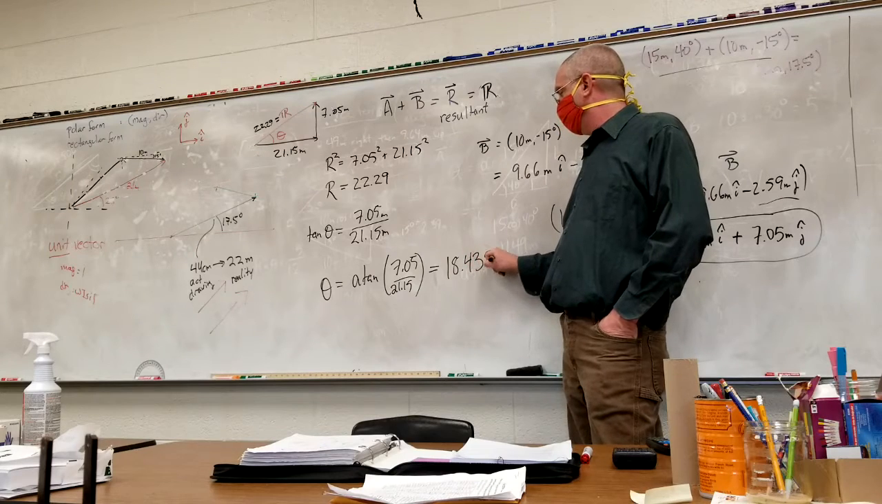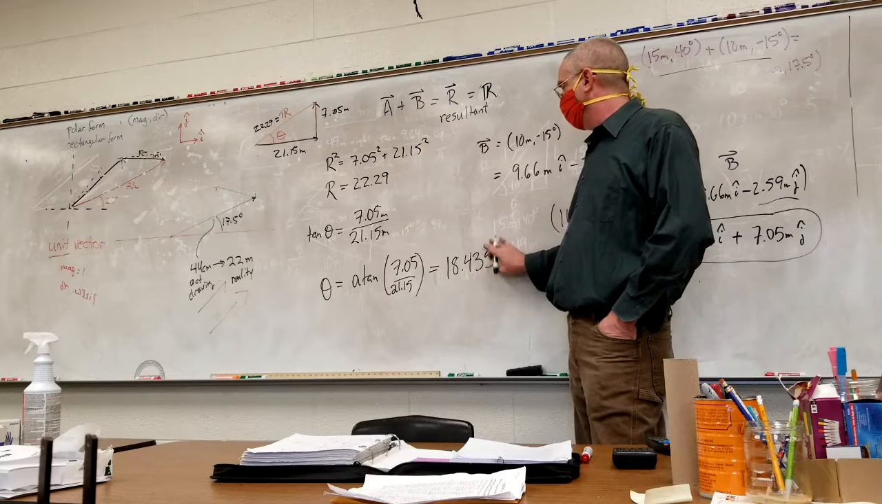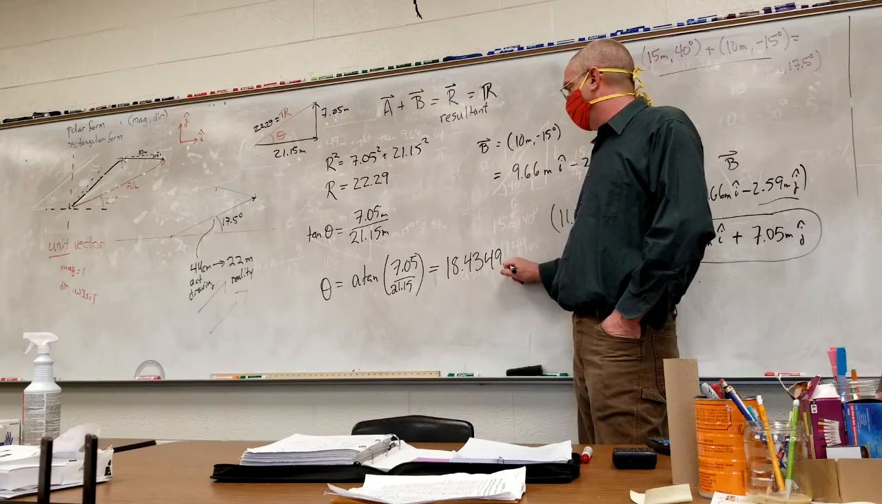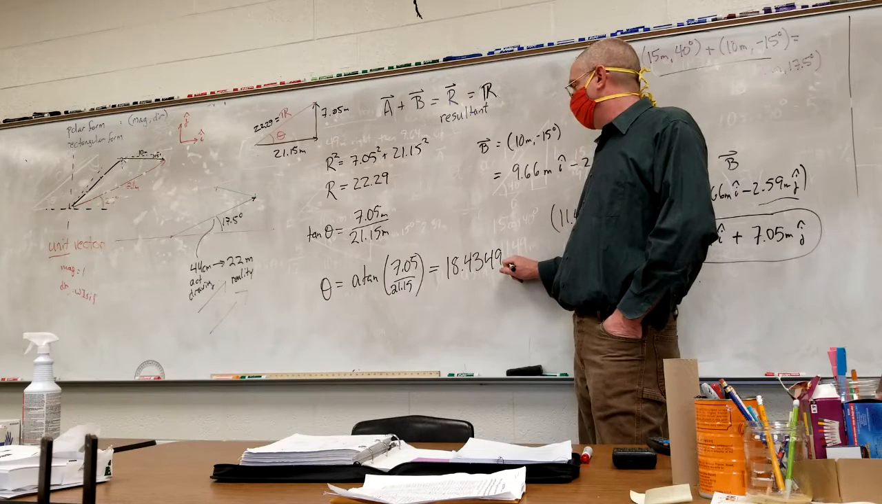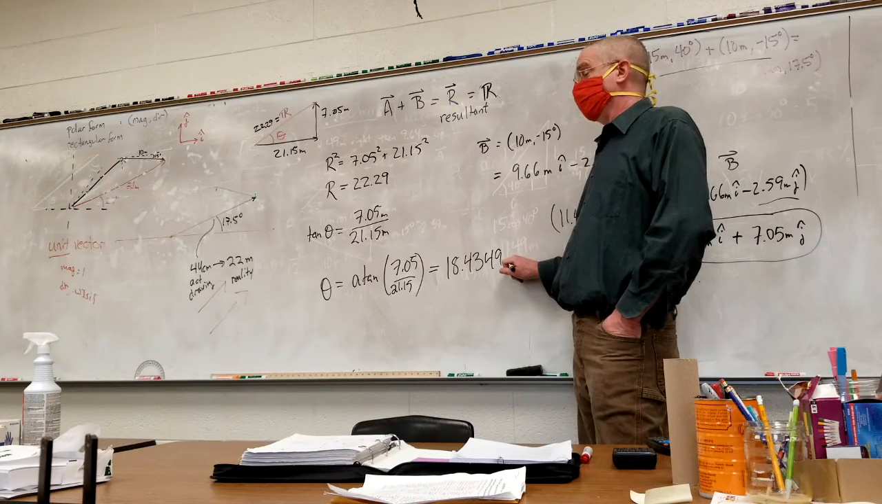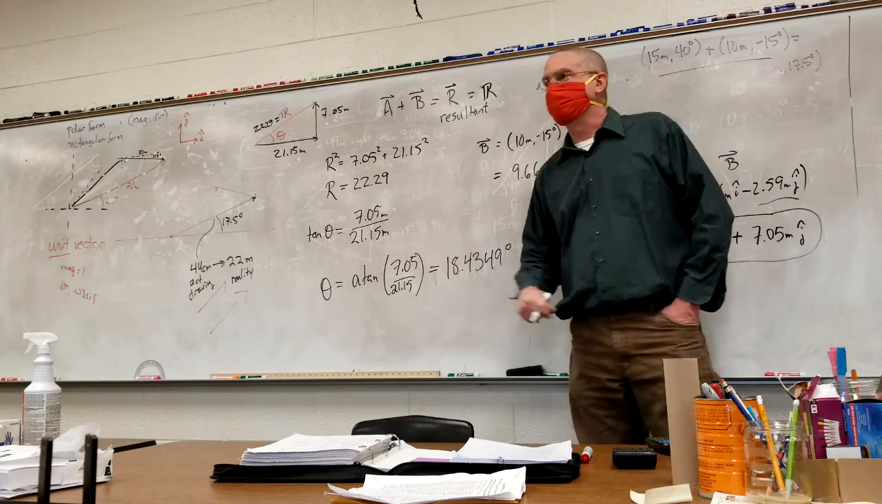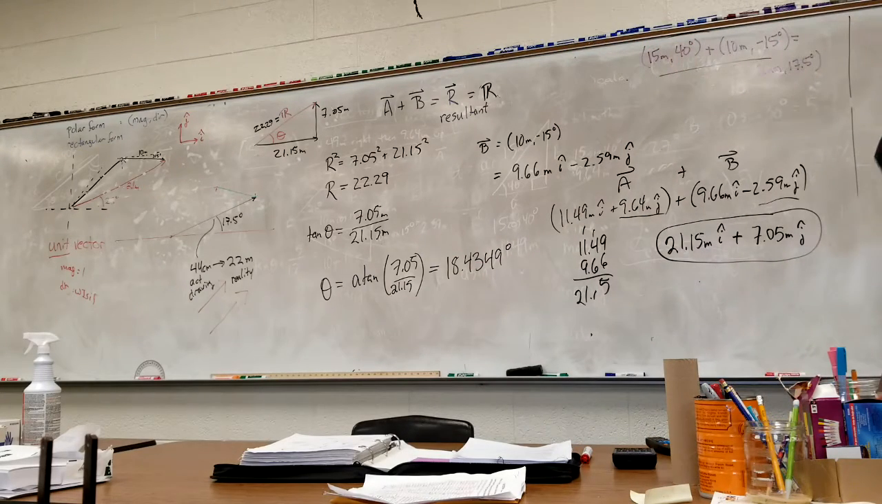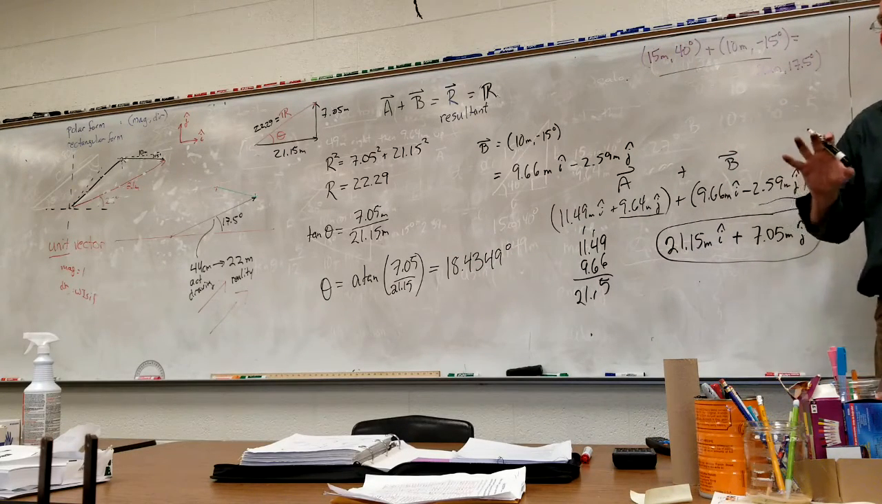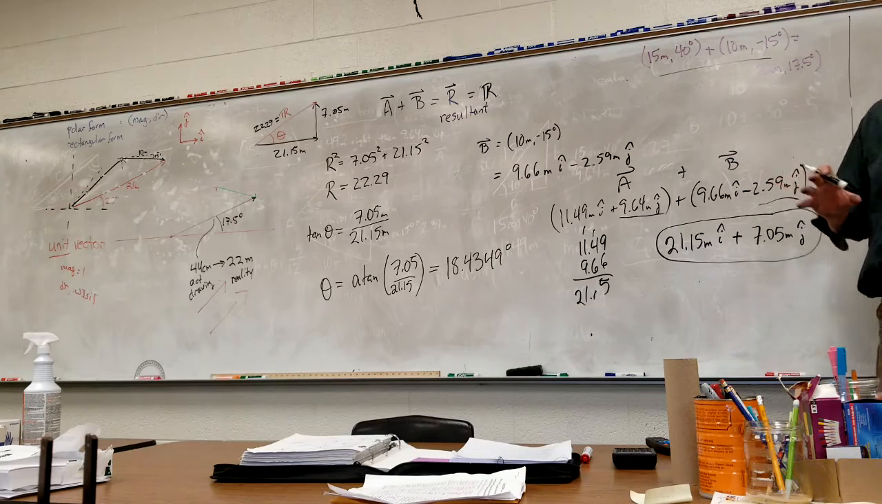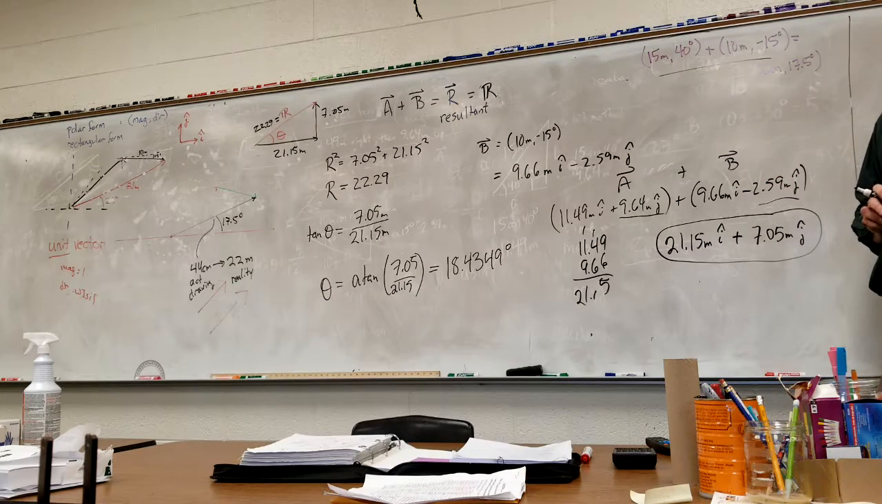18.435. It's actually 18.4349 something. Degrees, right? Degrees. It's an angle. For angles, if you do not tell me the units, it is assumed radians. Radians is the one unit that you can put in or take out, whatever you feel like.